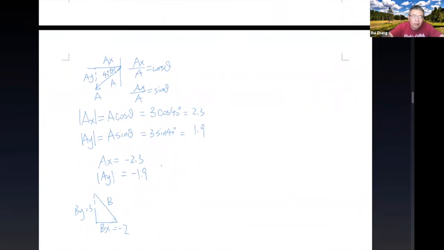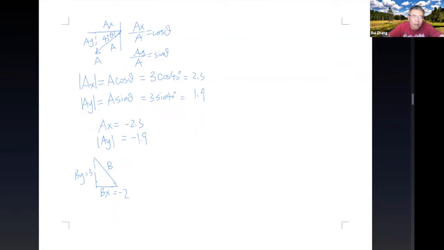Let's first calculate the length. You can use the Pythagorean theorem. So B equals the square root of BX squared plus BY squared. That gives you negative 2 squared plus 3 squared, so that's 4 plus 9, which is 13. So square root of 13. You use a calculator and you get about 3.6 for the length here.